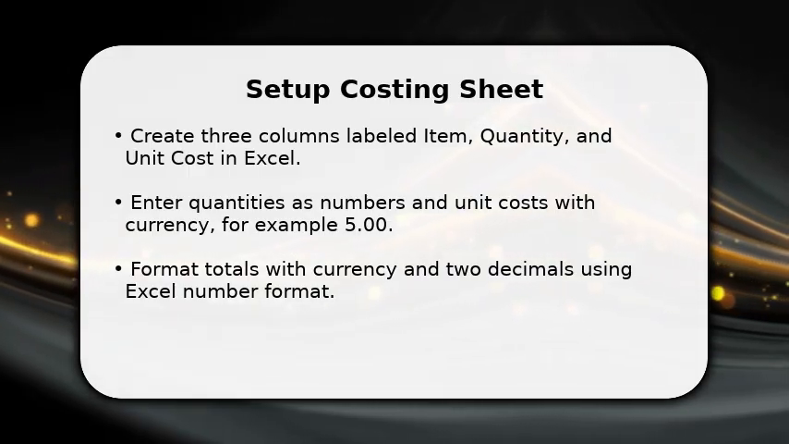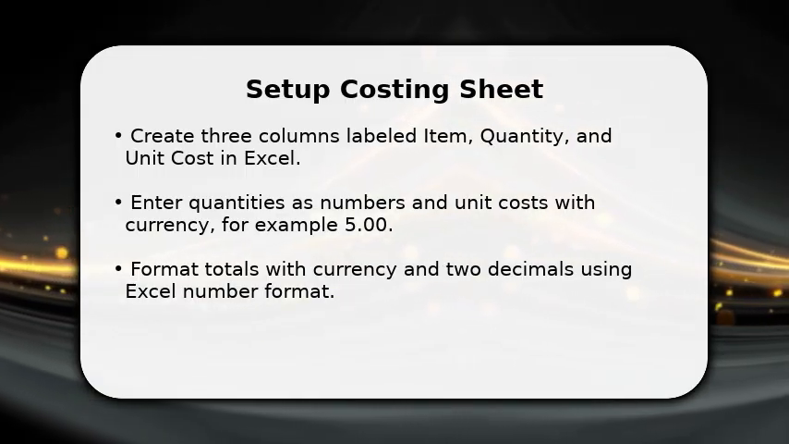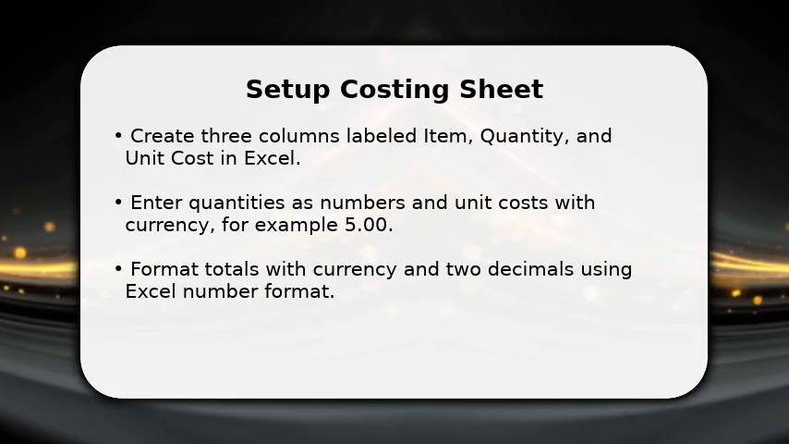Select the unit cost column and apply currency formatting with 2 decimals. Freeze the header row to keep labels visible while you scroll through long lists.